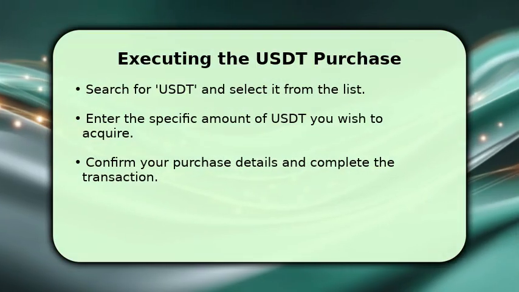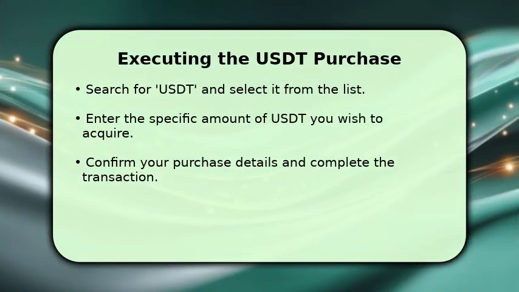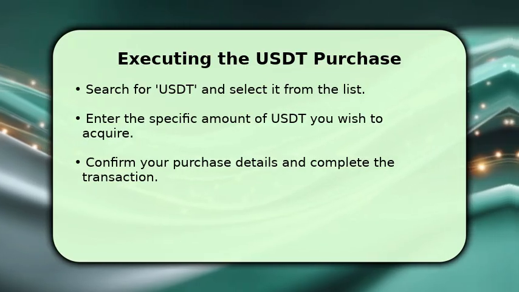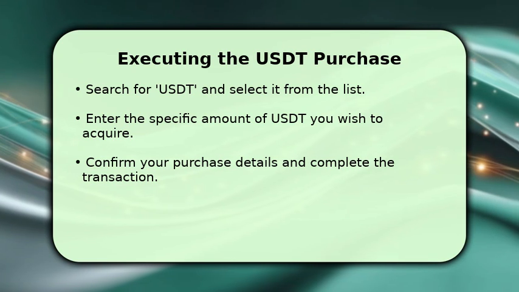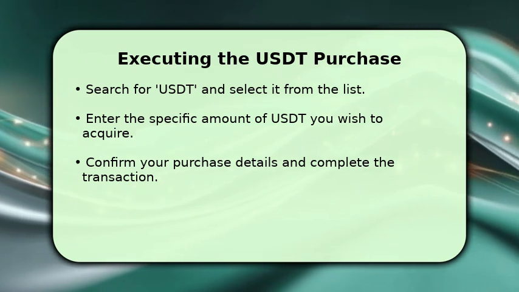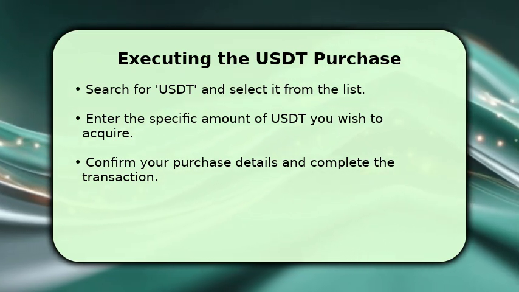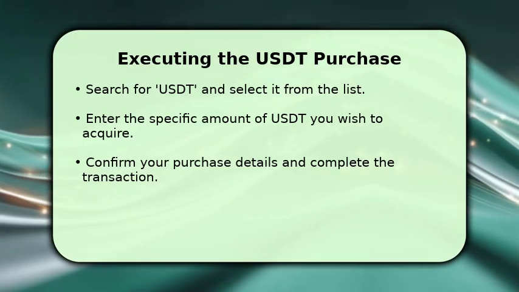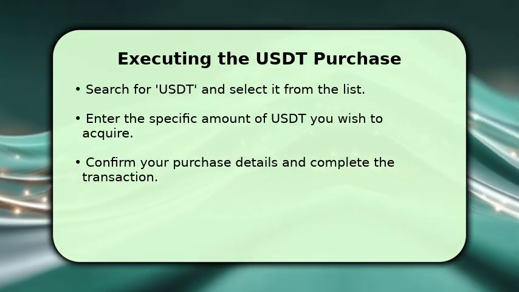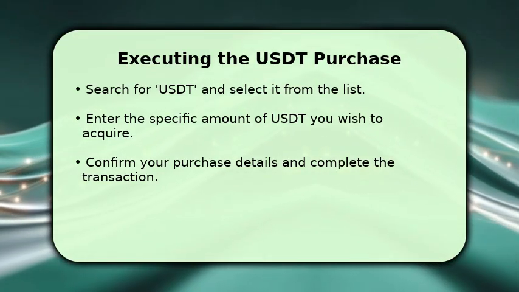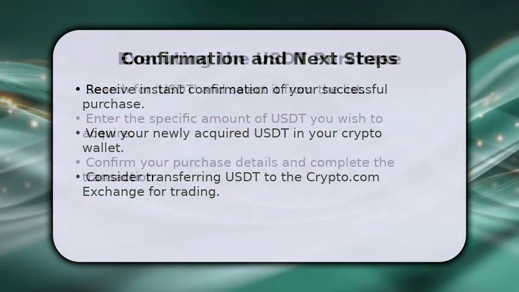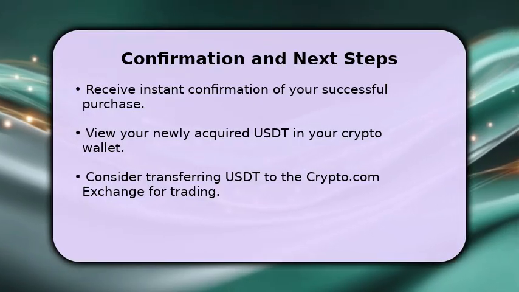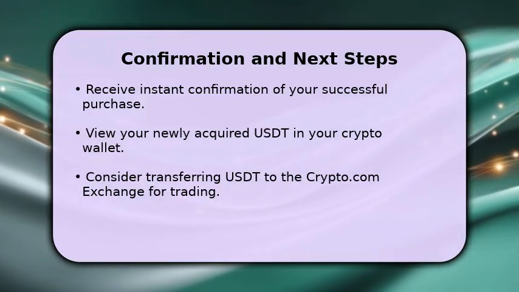Once your Fiat wallet is funded, search for USD or Tether in the cryptocurrency list and select it. Next, input the exact amount of USD you intend to purchase. The app will display the current exchange rate and any associated fees. Carefully review all the transaction details, including the total cost and the amount of USD you will receive, before confirming your purchase. Upon successful completion, you will receive an immediate confirmation of your USD purchase.